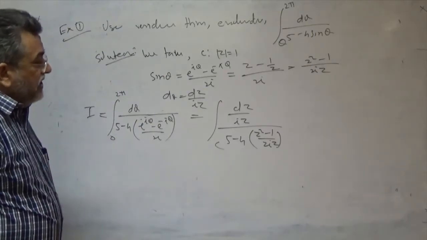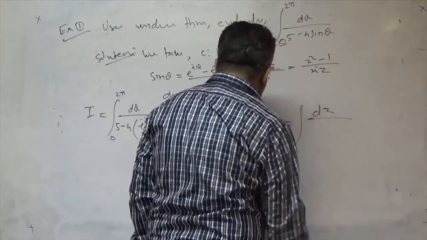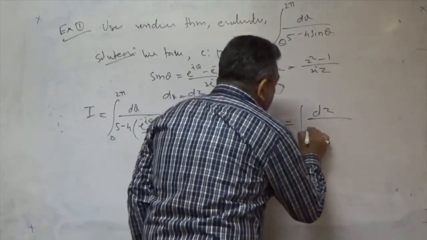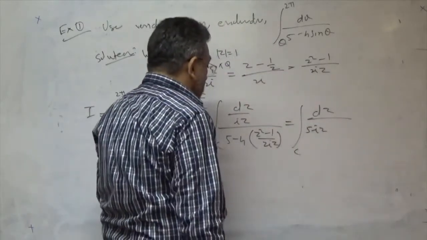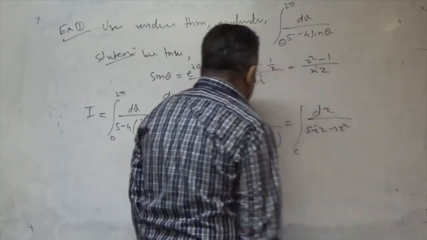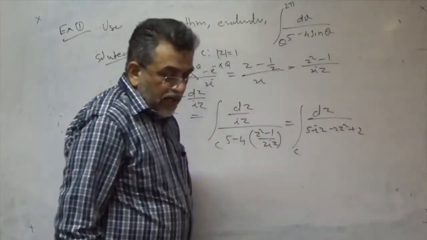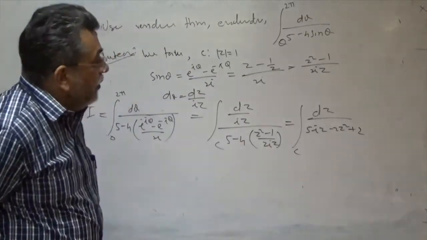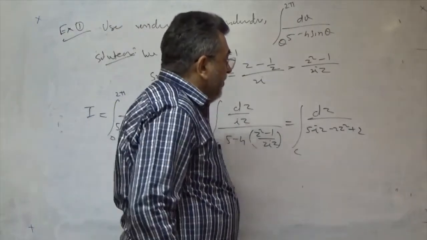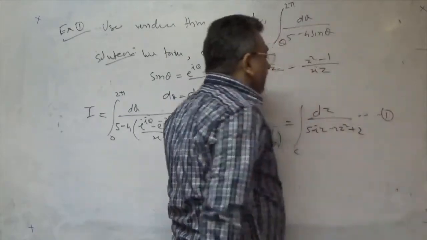If we take the LCM, iz is cancelled out from numerator and denominator, and the 2 is also cancelled out. Here we have 5iz minus 2z² plus 2. This is the expression I get. Now this integral changes into this form, and we can solve this. Take this as equation 1.